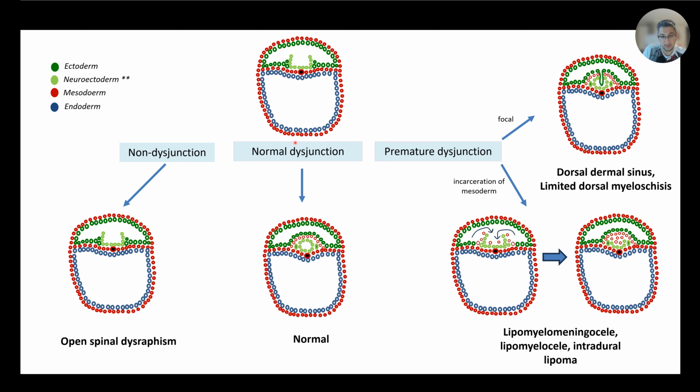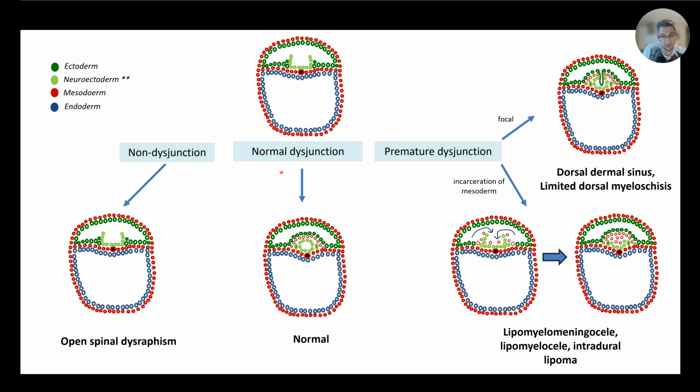This is called normal disjunction, and as a result, the cutaneous ectoderm is completely separated from the neuroectoderm, which will form the cord, by intervening mesodermal cells. As I showed here, these specific mesodermal cells will eventually form the subcutaneous fat and other soft tissues.